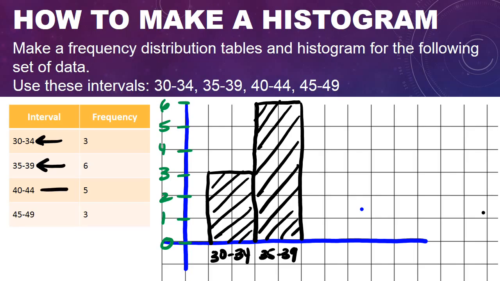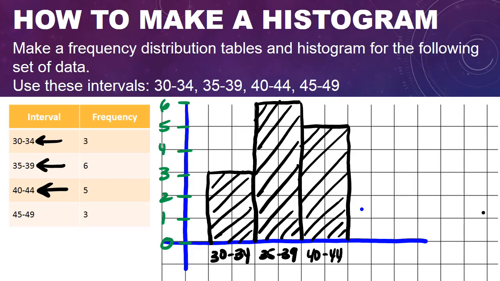So now let's do our third interval, which is 40 to 44. This occurs 5 times. So we're going to make sure the bars touch. We're right here at 5. Let's draw our bar out. I like to color in just with lines. You can color it any color that you like or any pattern that you like. I know some of you are really creative with those.